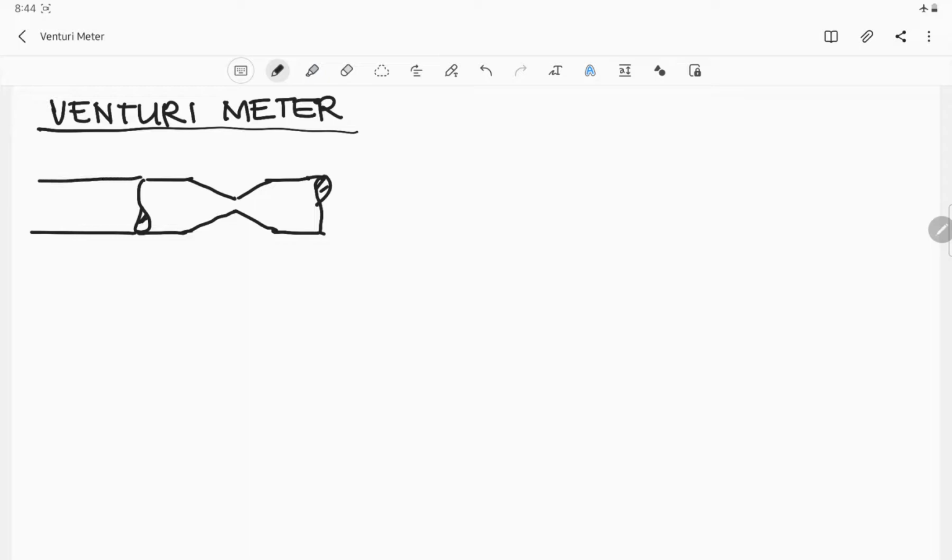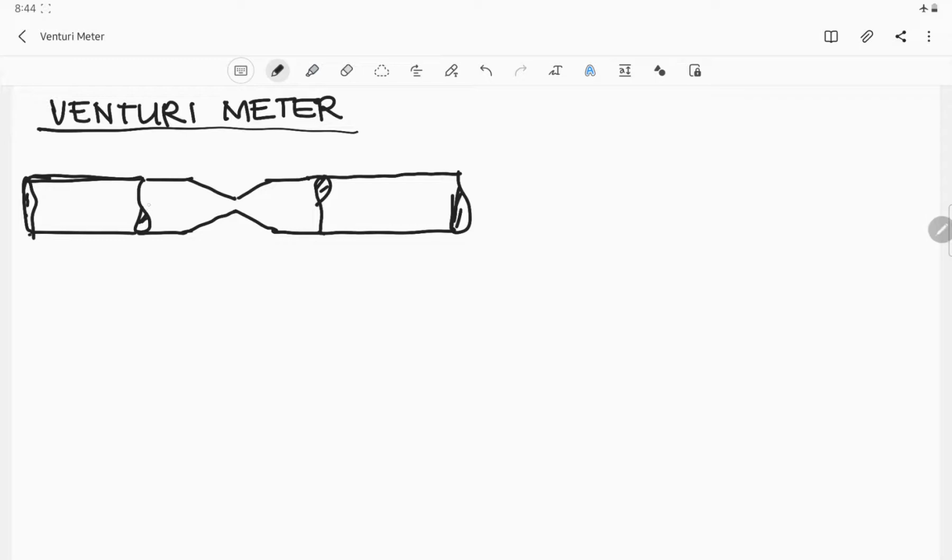So this is our pipe. This is where we install our Venturi meter. A Venturi meter is a device that is like two funnels connected with each other.